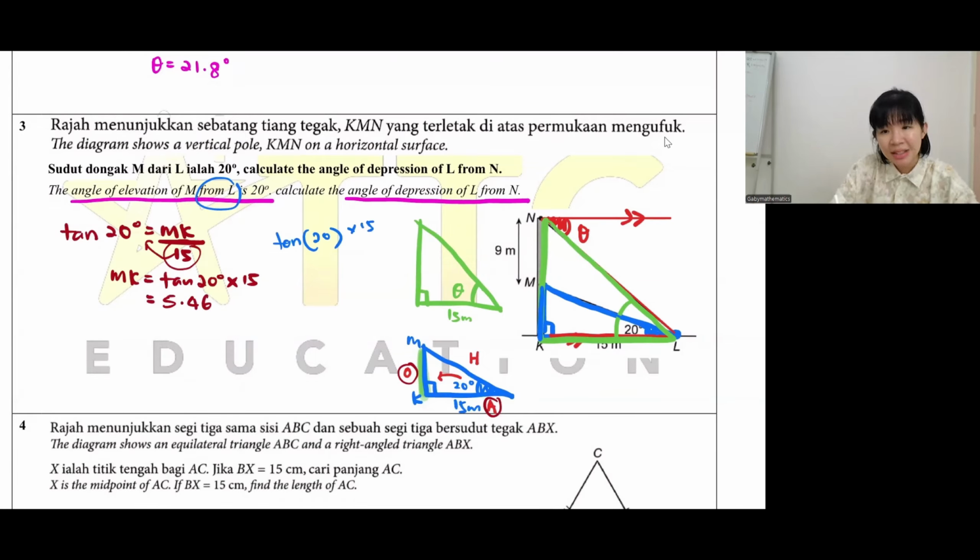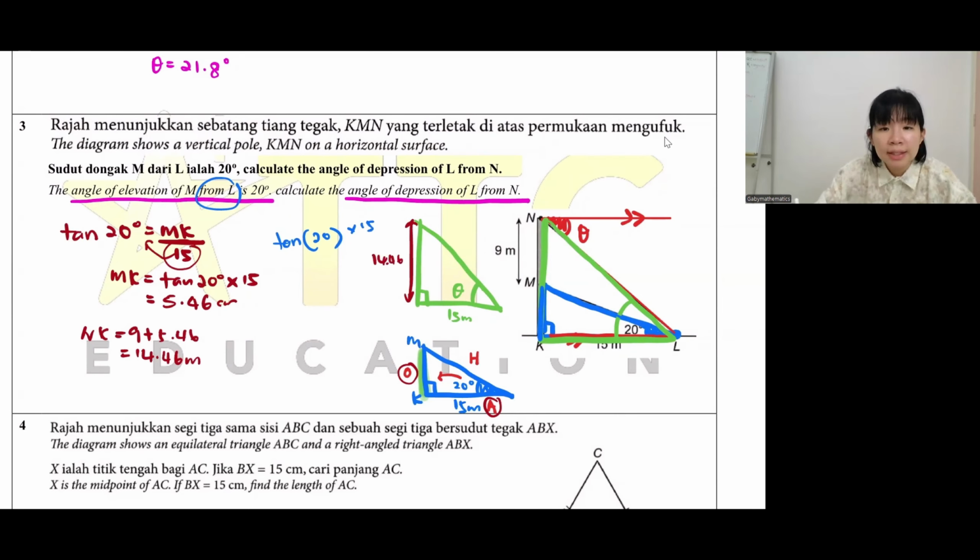5.46? No, 5.46, two decimal places. So this one is in cm. Okay, 5.46. Then what is the length of NK? The whole thing. 9 plus 5.46, 14.46 meter. This one is 14.46.